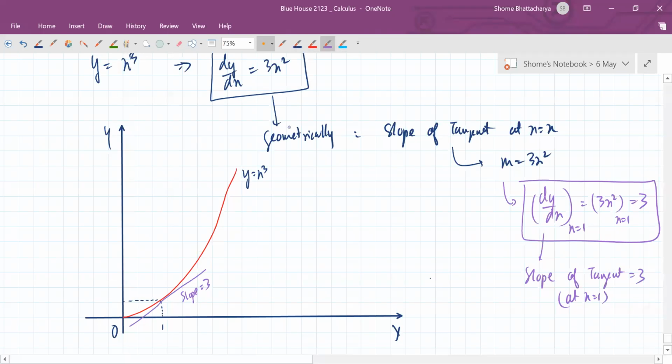Like suppose this is a point x equal to 2. So the tangent drawn at this point will have a much steeper slope, you can see. So its slope will become how much? Slope will become 12.